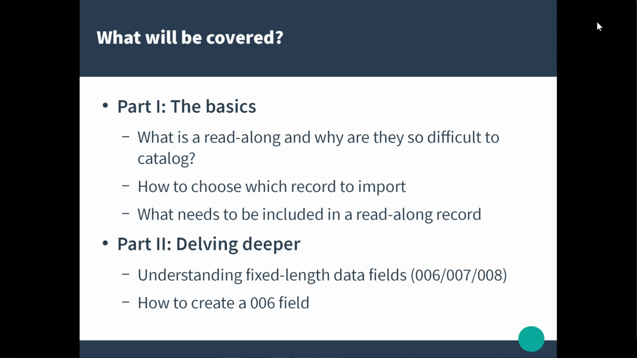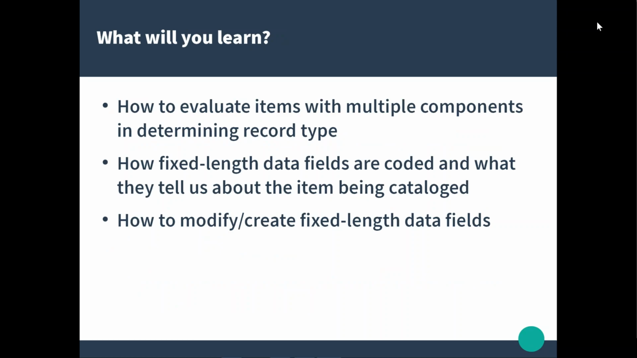We thought it would be best if we broke the training into 2 parts, just because there are some things that get really complicated, and in particular understanding those fixed length data fields, so the 006, the 007, and the 008. And so in the next session, what we'll try and do is just break that down for you and also have some cheat sheets for you and show you how to create a 006 field.